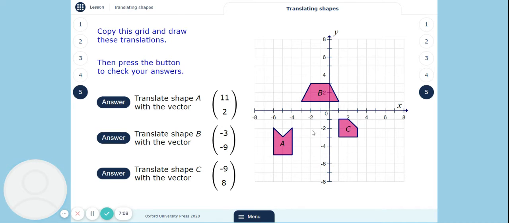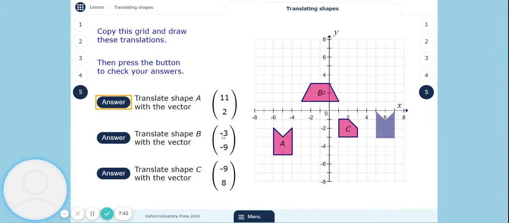So 1, 2, 3, 4, 5, 6, 7, 8, 9, 10, 11, and 2 up. So I'm going to have one, the top right corner should be there. So let's just check. Yeah, it's there. Okay, so you can just translate one coordinate across and then draw the shape in. But I'd advise getting at least a couple of coordinates and perhaps all of them, all the corners, so that you know exactly where the shape is and you don't just draw it wrong.